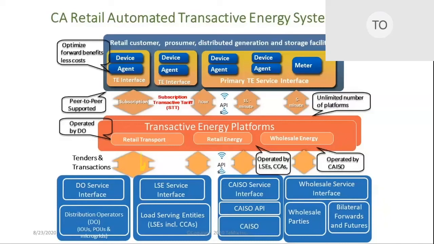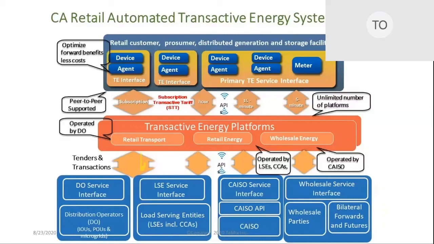So the transactive energy platforms can record the transactions for the retail transport, the distribution, the energy, and the wholesale energy. Typically, the wholesale energy interface might be operated by the California ISO, the retail energy operated by LSEs, which include community choice aggregators in California, and the distribution operator might run the distribution transport project. A distribution operator, in this case, as I mentioned, doesn't have to think about dispatching energy. They simply need to price the services on their distribution feeder at the locations where the customers receive power.